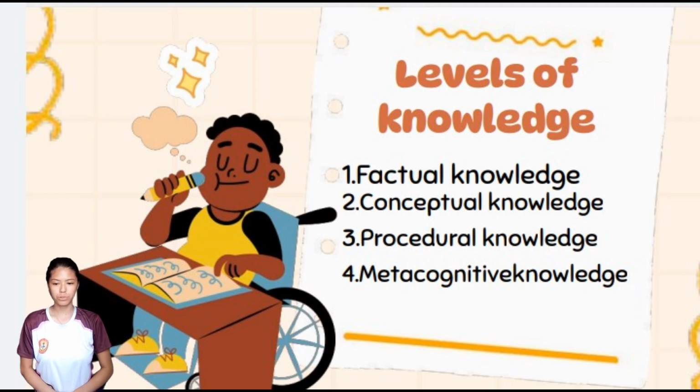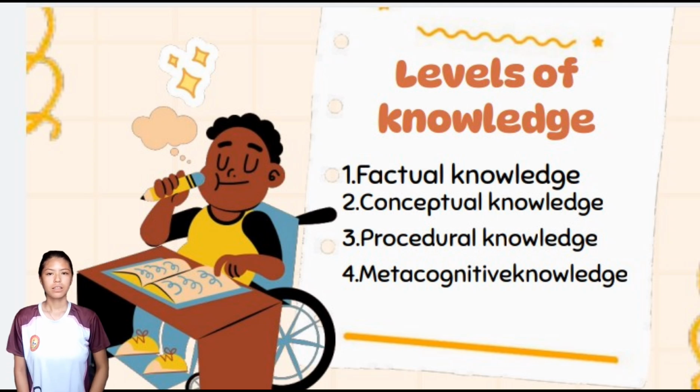Third one is the procedural knowledge. Procedural knowledge is learning the steps of how to do something or follow a process. For example, solving a math problem using steps and following instructions in science. The last one is the metacognitive knowledge. This is being aware of your own thinking and learning strategies. For example, knowing which study method works best for you and thinking about how you learn.